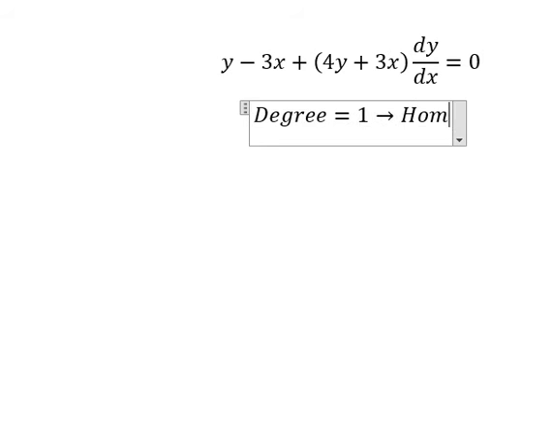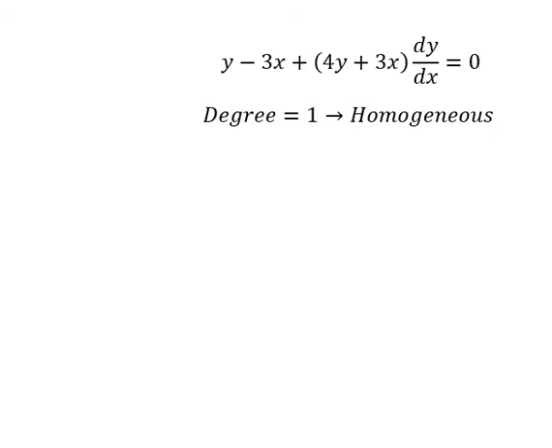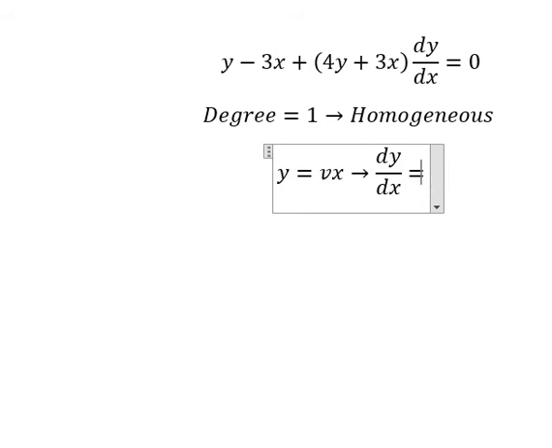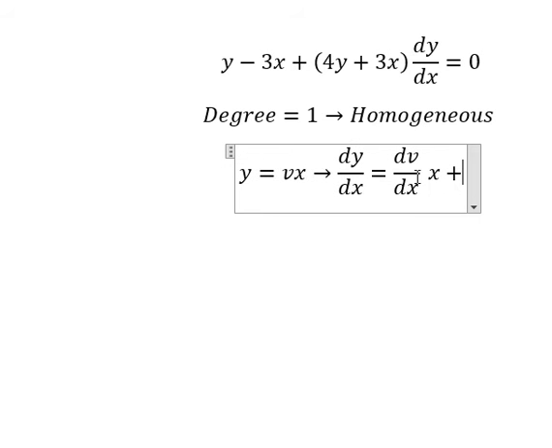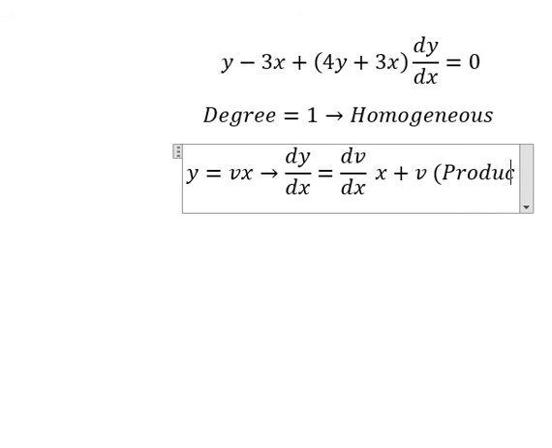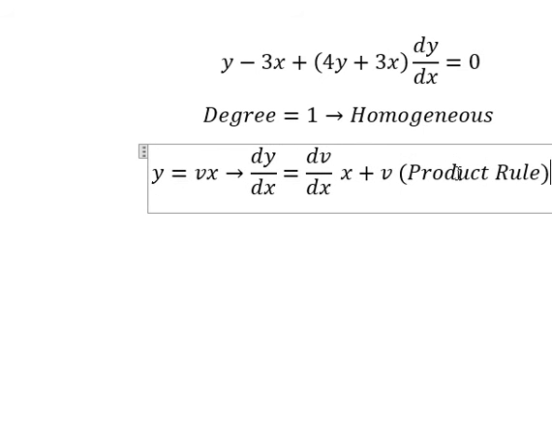This is about homogeneous. So I will put y equals to vs. Later that we do first the derivative for the both sides. This one we have dv over dx multiplied by s. This one we have number 1, so we have v. And that is about the product rule of the derivative.